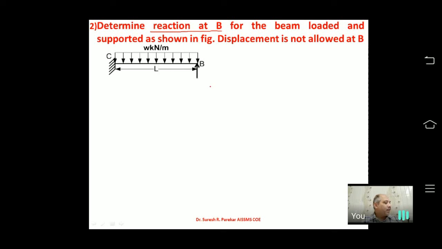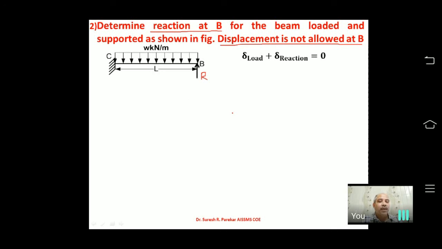Now, if you plot the diagrams, then you can see delta due to load plus delta due to reaction should be 0. We have this reaction at B, and the total displacement should be 0. Why 0? Because displacement is not allowed at B. Means displacement due to load should be equal to displacement due to R.